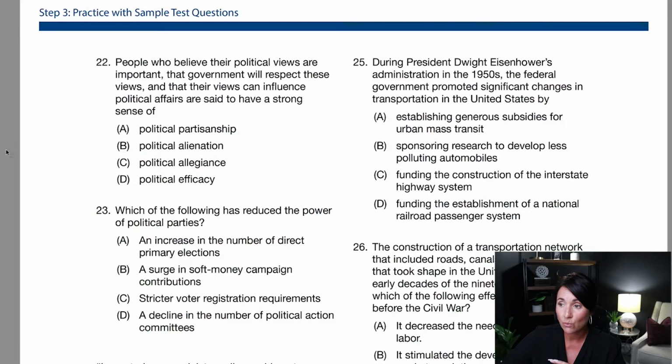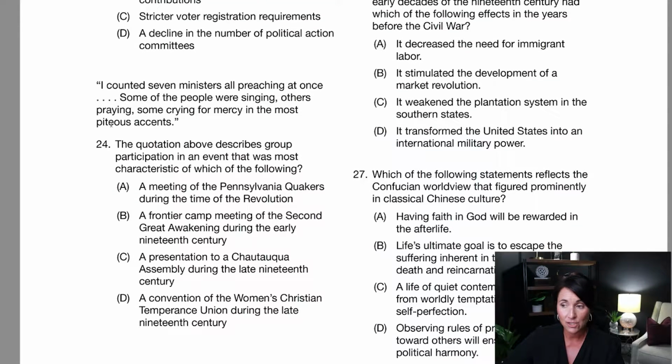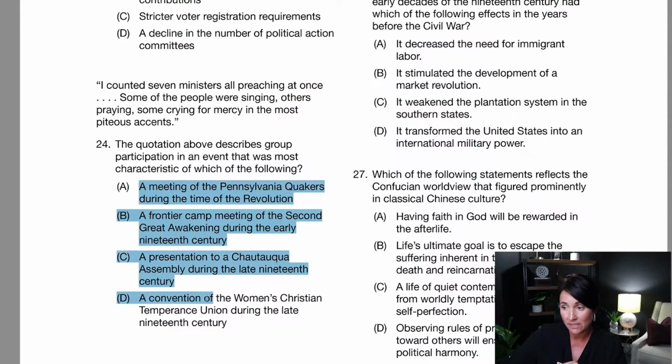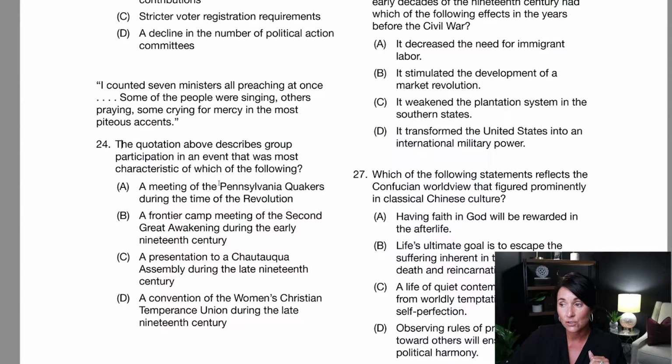The other thing you can do when you're looking at these questions is look at the answer choices and see if you can investigate them as well. Yes, I understand that there is only one correct answer. However, if you take a look at number 24 here, the answer choices are Pennsylvania Quakers, Great Awakening, Chautauqua, and Women's Christian Temperance Union. You may want to look up those 4 different things so you have an understanding of what they are, because chances are they have something to do with the exam and they may show up in another question.